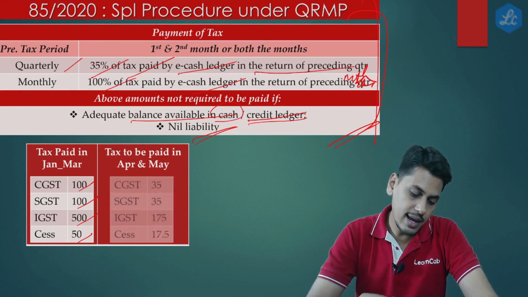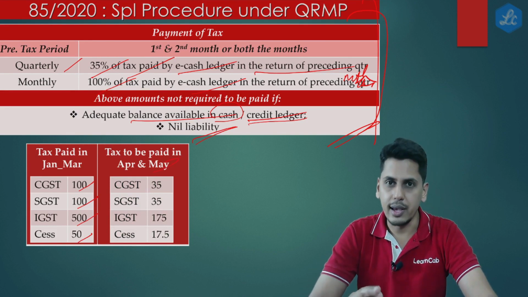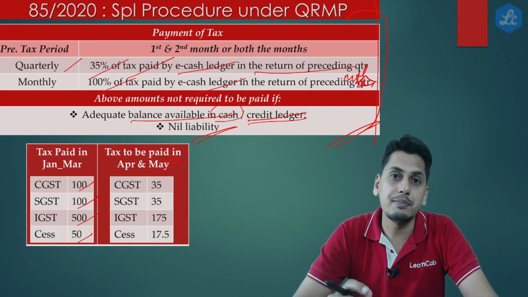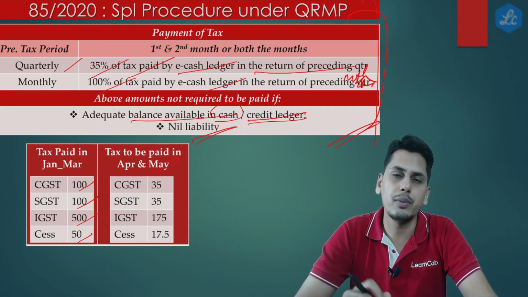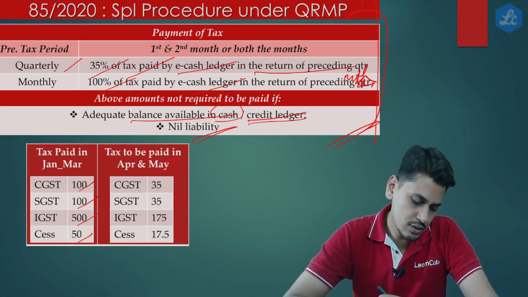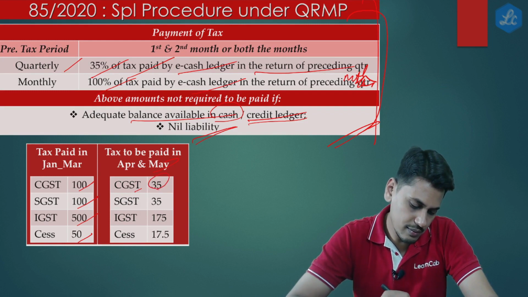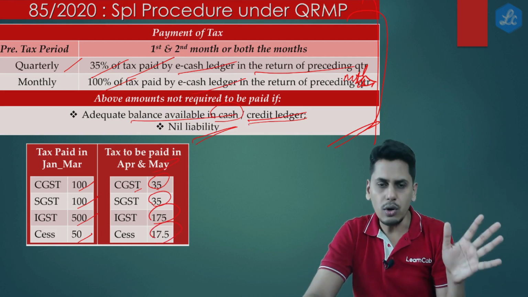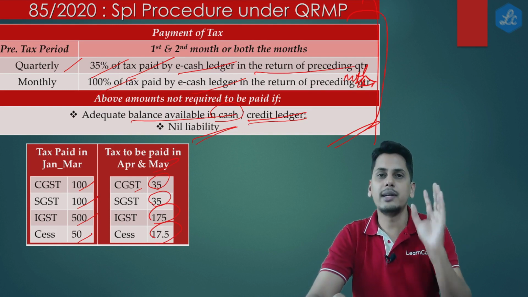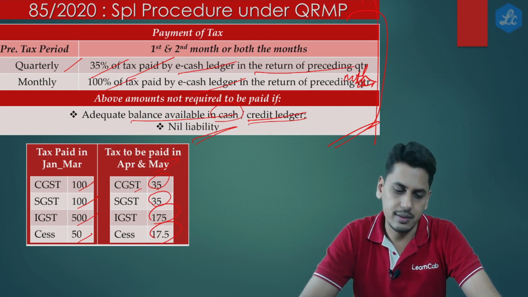So now friends, tax to be paid in April and May, the first and second month of the quarter, April to June. CGST is going to be 35, SGST is going to be 35, IGST is going to be 35, cess is going to be 17.5. So long we have discussed it in toto. Now we understand it needs to be deposited tax headwise.